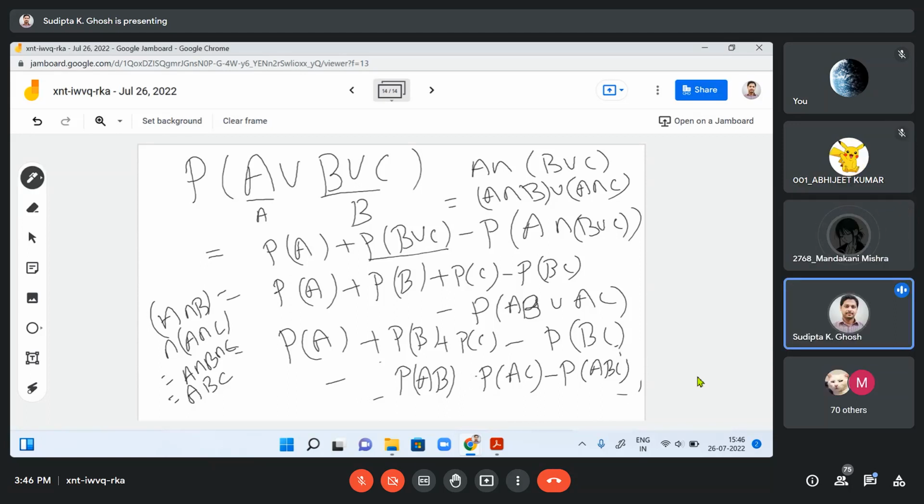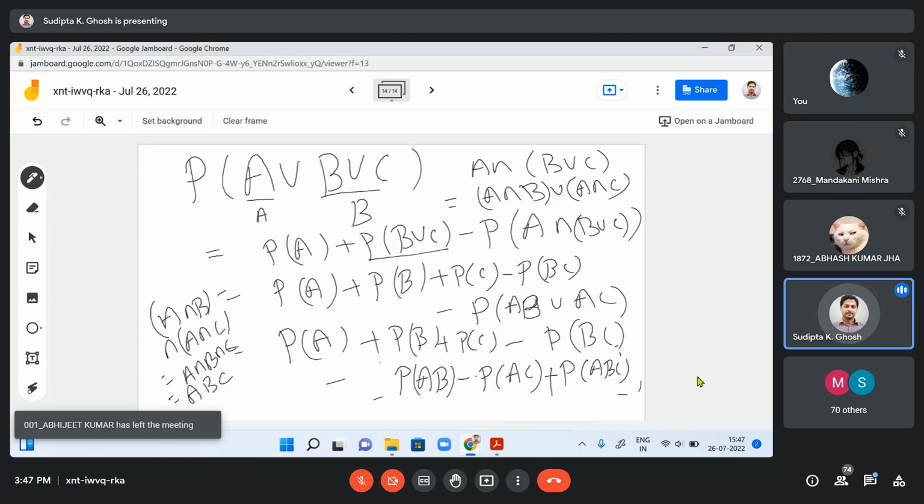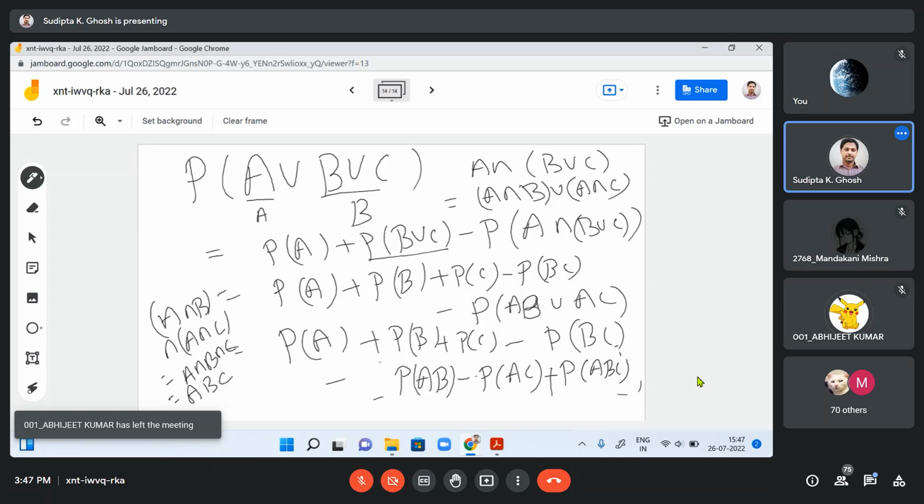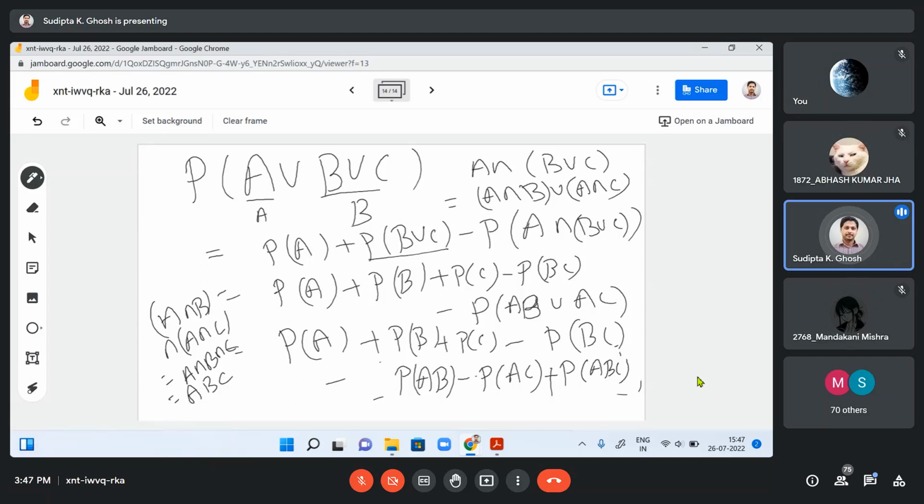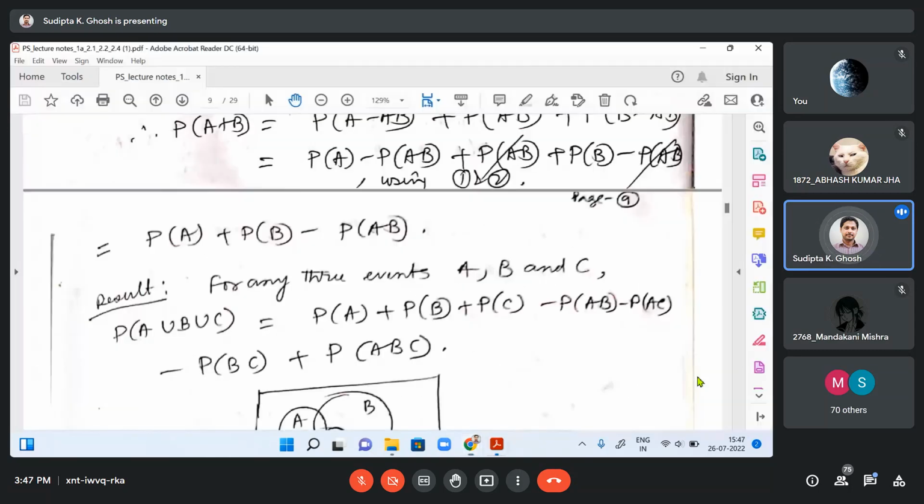Am I correct? Please tell me. The signs will reverse. Minus, minus, and plus it will come. So ultimately it becomes probability of A plus probability of B plus probability of C minus probability BC minus probability AB minus probability AC plus probability of ABC. Now you see the proof.